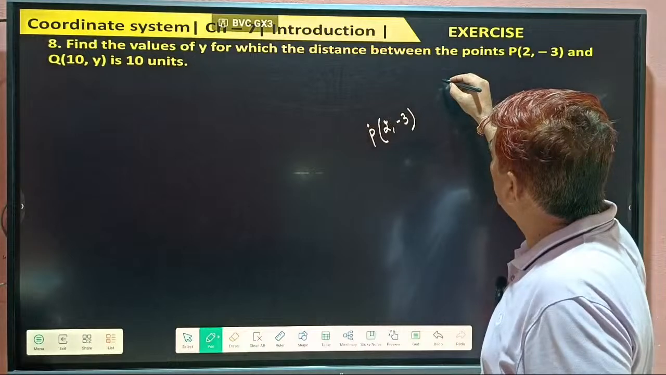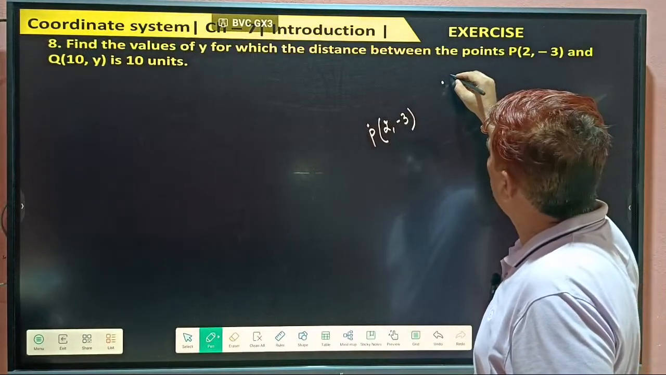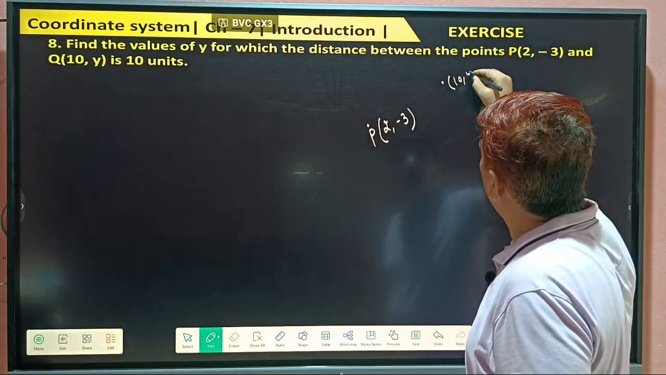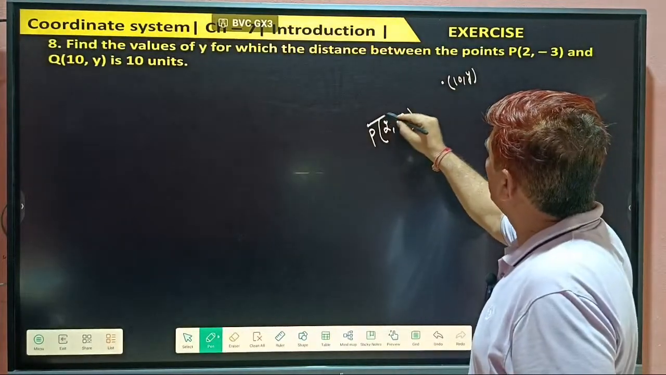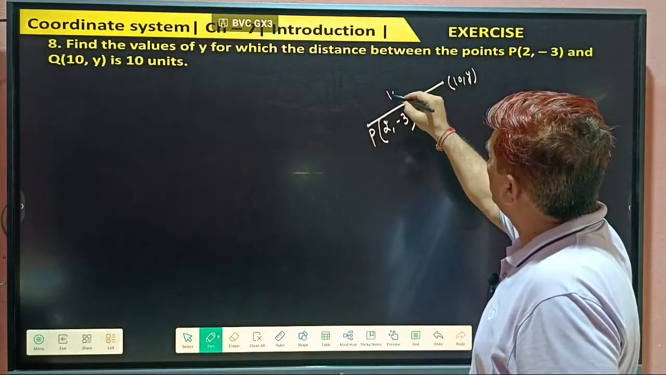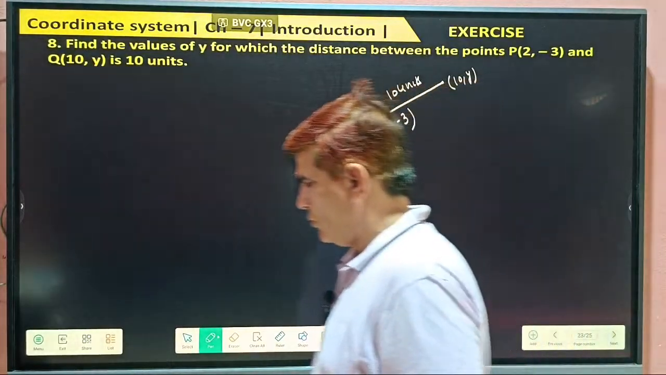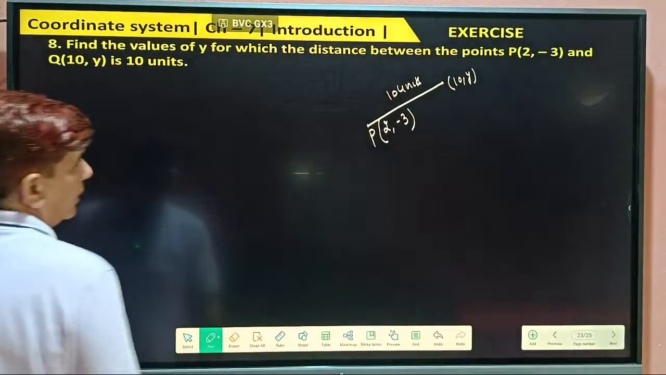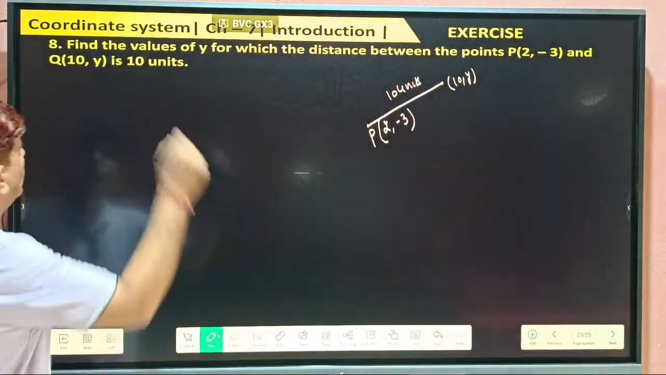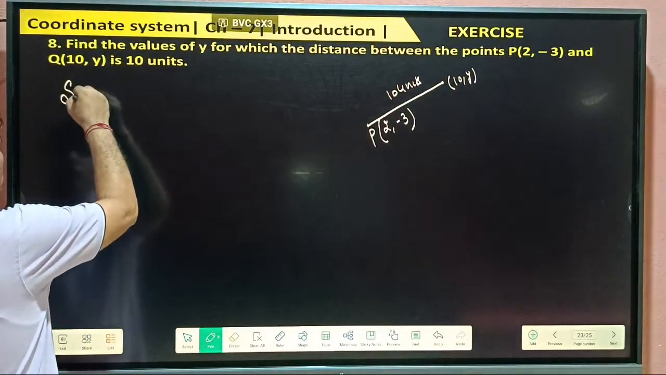And this is a point Q whose coordinates are (10, y), and this distance is how much? 10 units. Find the value of y. So first we can find out its solution.